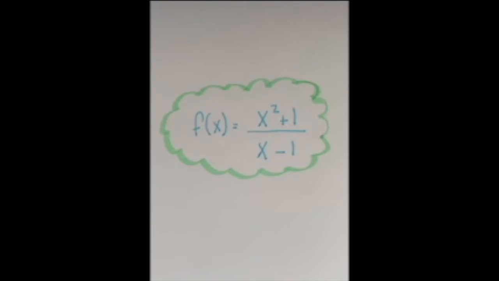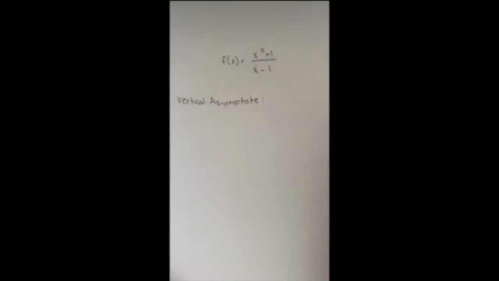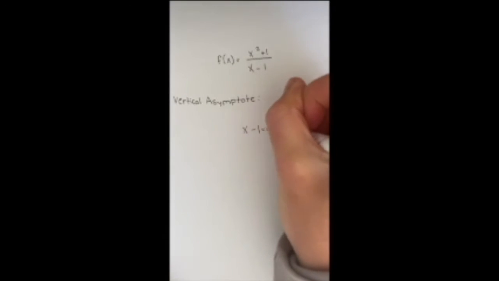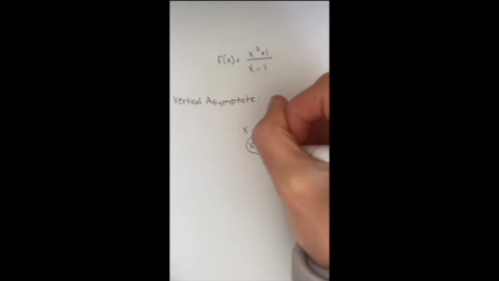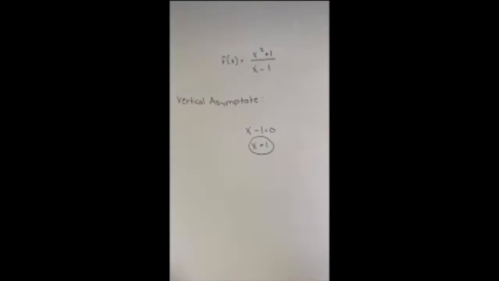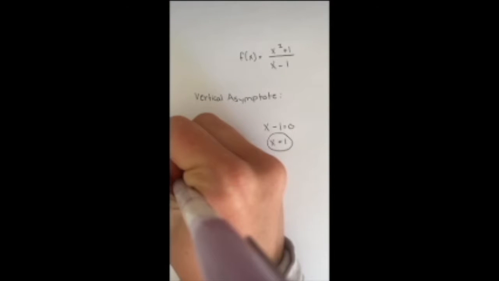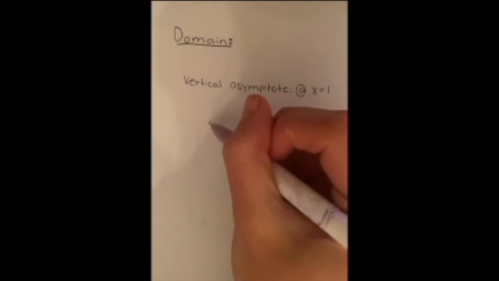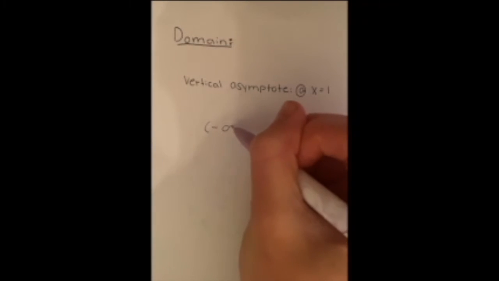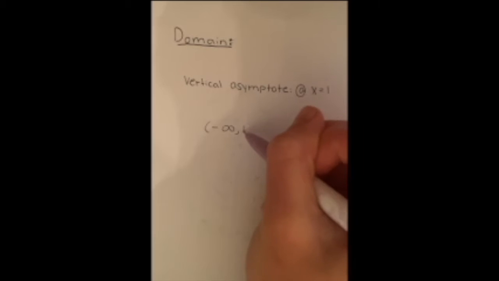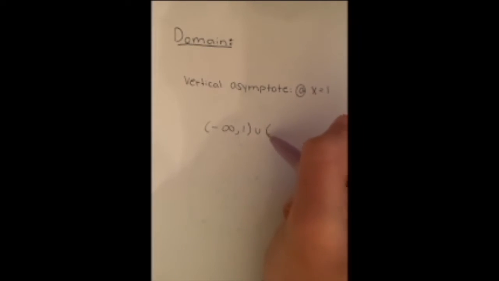We're going to show you how to graph the equation f of x equals x squared plus 1 over x minus 1. First, we're going to find the vertical asymptote. We will do this by setting the denominator equal to 0. So we get x equals 1. Now that we have the vertical asymptote, we can write the domain, which will be negative infinity to 1 and 1 to infinity.